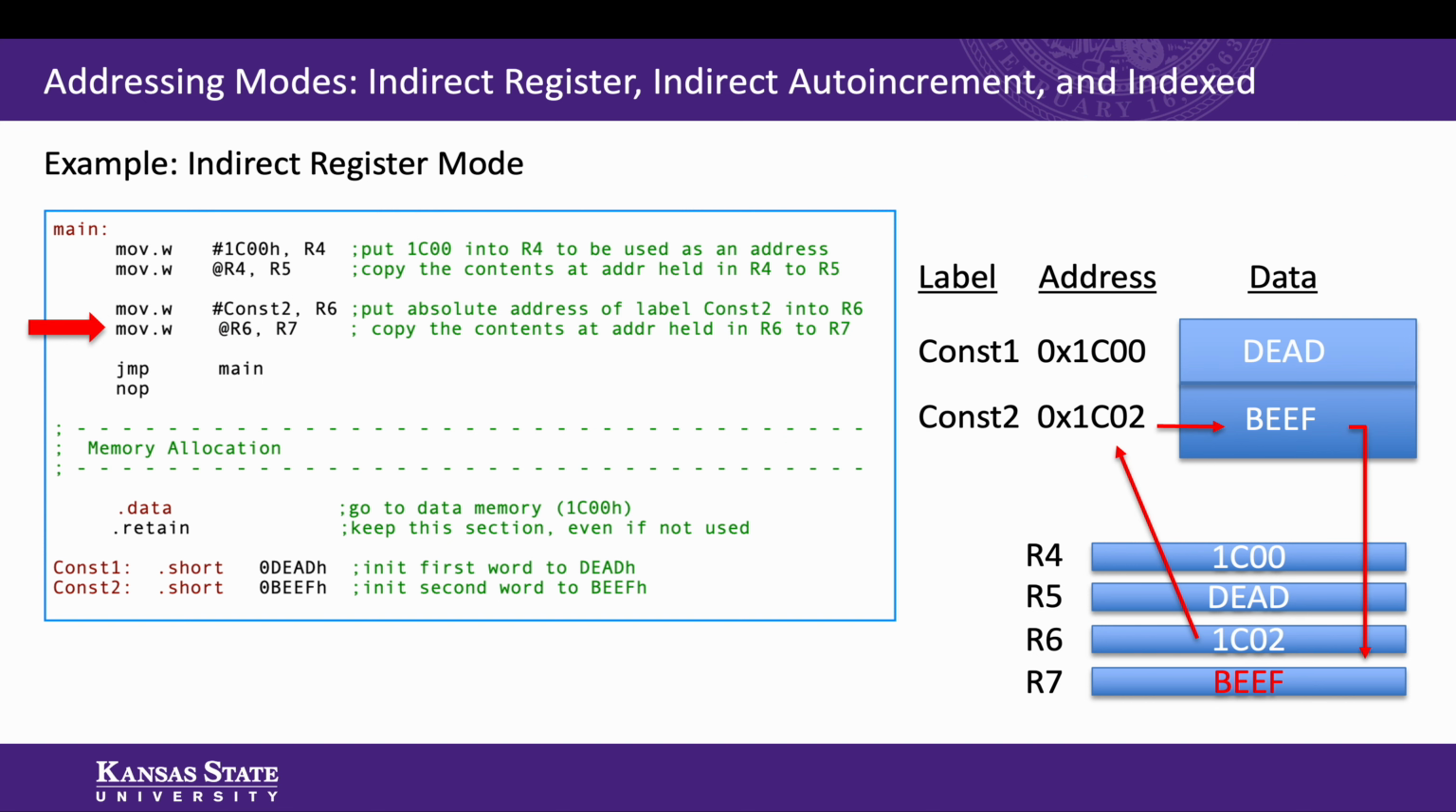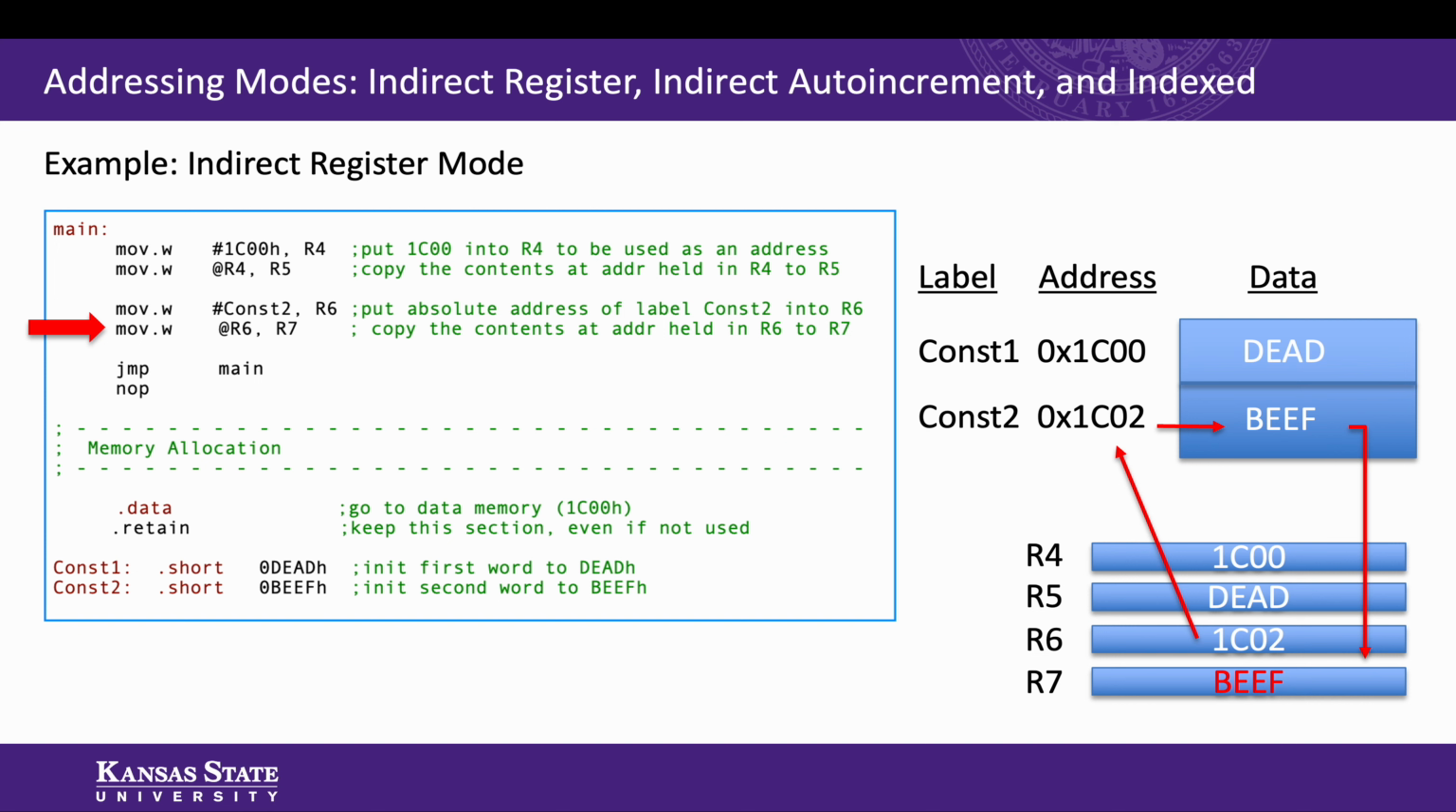No big deal there. And then in the last move instruction, because of the @ symbol, 1C02 gets interpreted as an address, and that points to that address location, which is storing BEEF, in hex, and then that's what gets moved into R7. Again, if you left off the @ symbol in this instruction, then 1C02 would get moved into R7, not the contents at 1C02.